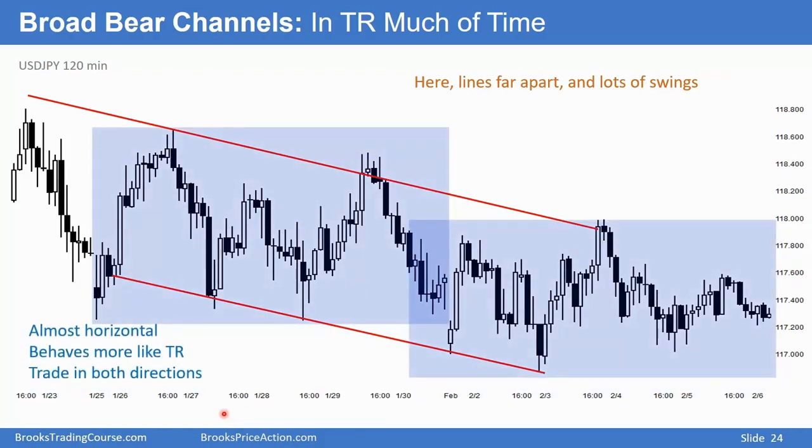Another characteristic of a broad bear channel, a lot of the time, the market's in a trading range. So it's in a trading range here, a little bit lower, still a trading range here. And because broad channels spend a lot of time in trading ranges, you can trade them like trading ranges. Look to buy low, sell high, and scalp.